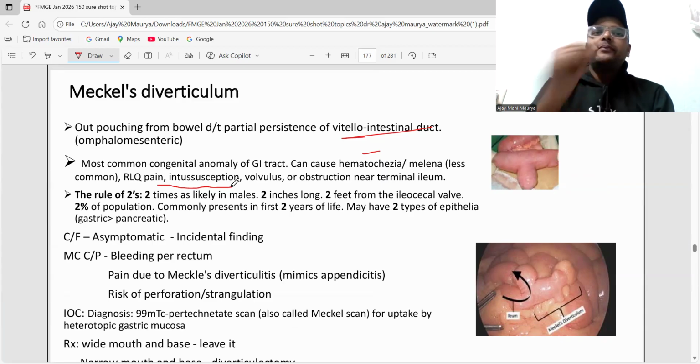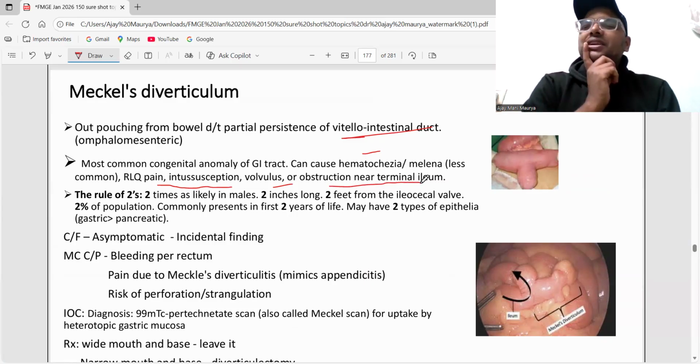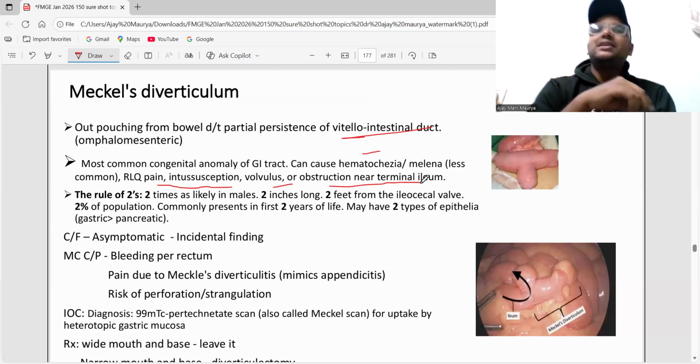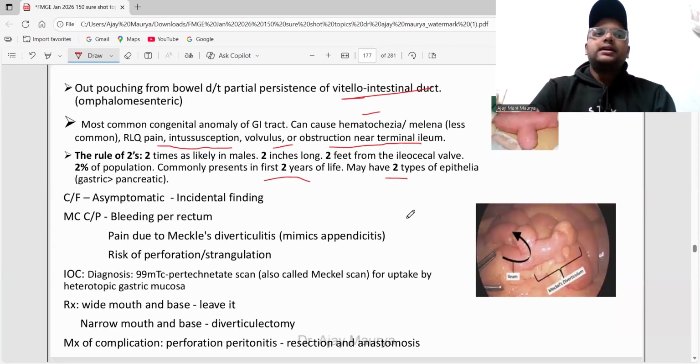Oh no, wrong. 2 inch long, 2 centimeter long, 2 meters long. No, 2 inch long, 2 feet from the ileocecal valve. 2% population, commonly present in the second year of life, may have two types of epithelia. Mostly the what? Gastric type, gastric mucosa.